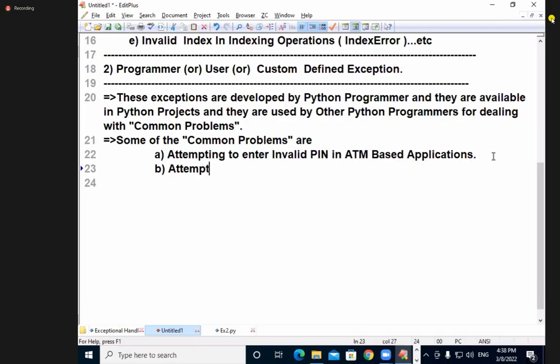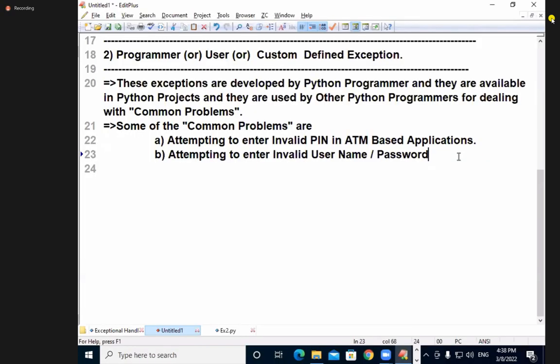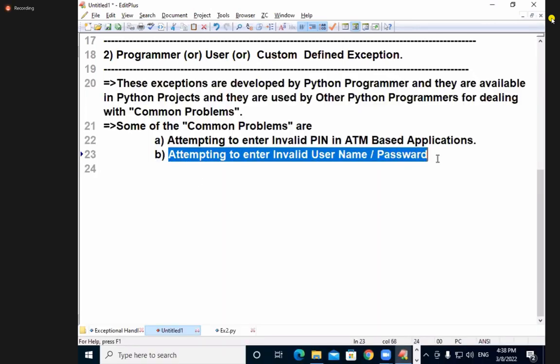Attempting to enter invalid username or what? Password. Attempting to enter invalid username or password. Are you able to get it? What is happening that time? Exception. Anything wrong, anything invalid, just goes for exception.